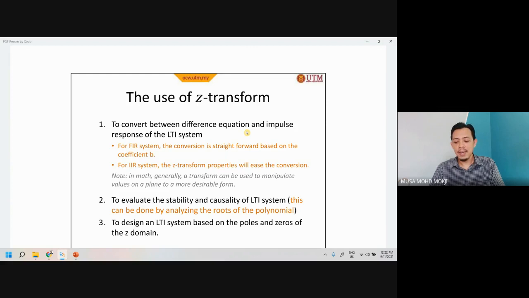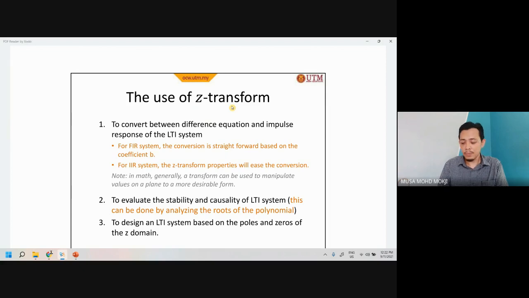Actually, the Z transform and the Fourier transform are in one family, so it's not another type of transform. The Fourier transform is actually just a subset of the Z transform, a small part of it. That's why we start with the Z transform first, before we go a little bit deeper into the Fourier transform.